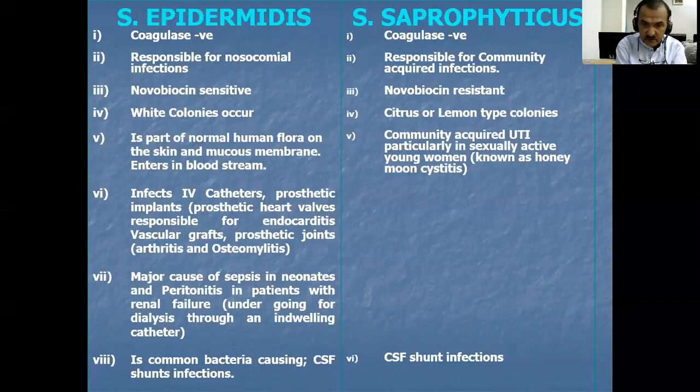It is a common bacterium causing CSF shunt infection. Saprophyticus is also associated with CSF shunt infection. That is a dangerous MCQ: which one of the following bacteria is associated with CSF shunt infection?